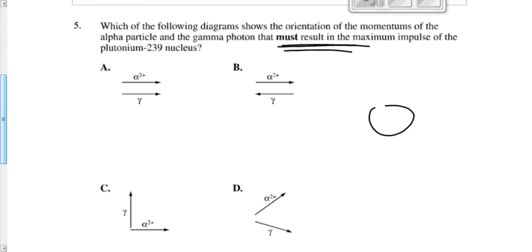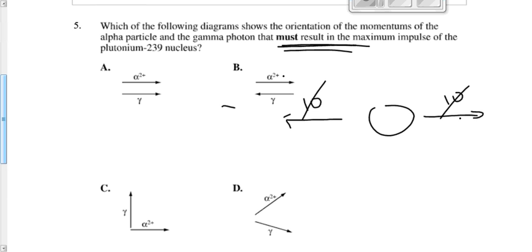Well, let's take a look at B for a second here. If it decays and the alpha particle goes this way with, let's say, the value of this is 10. If it goes this way with 10 units of momentum, and the gamma ray goes this way with 10 units of momentum, these two cancel each other out. What's going to happen to the remaining daughter nucleus? It's going to stay where it is. Look, the momentum was 0 beforehand. If they're going in opposite directions afterwards, the momentum has got to be 0 afterwards as well. So B can't be the answer.